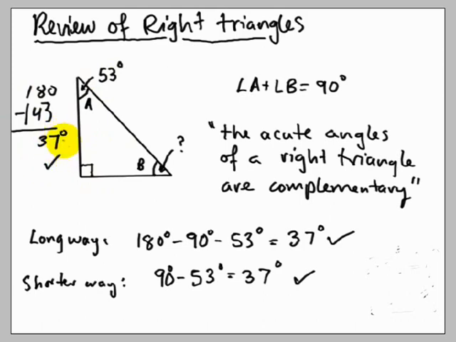And either way, you're going to get the right answer, okay? So basically what it comes down to is if I give you one angle of a right triangle, one of the acute angles, it's really easy to find the other acute angle, okay? I think that's enough said on that. All right, let's keep going with our review of triangles.